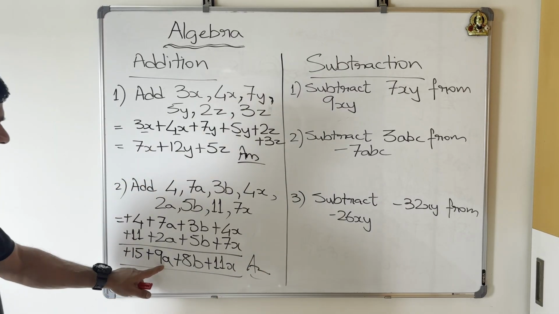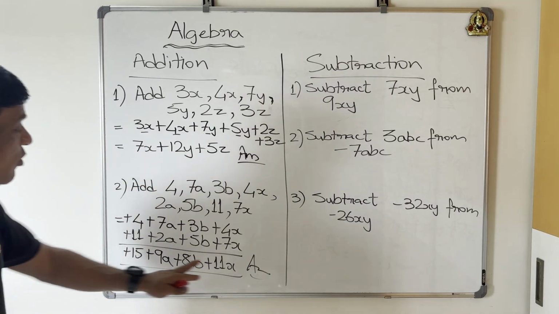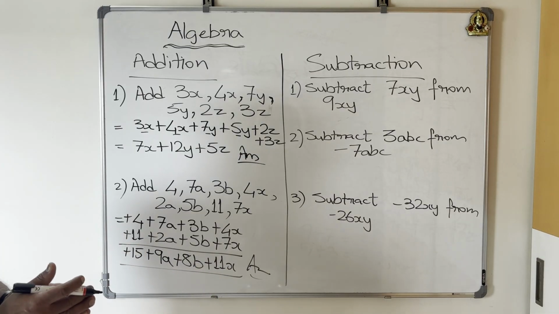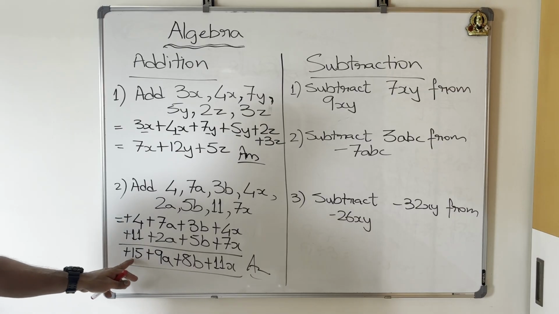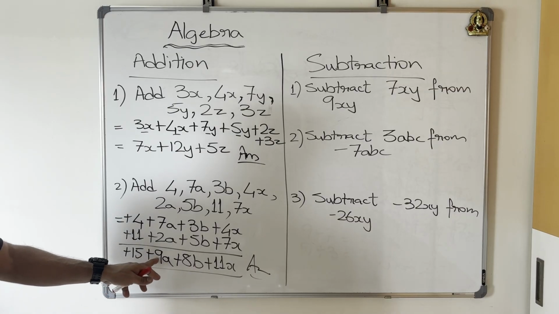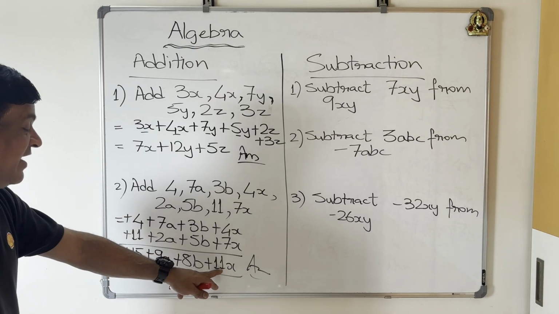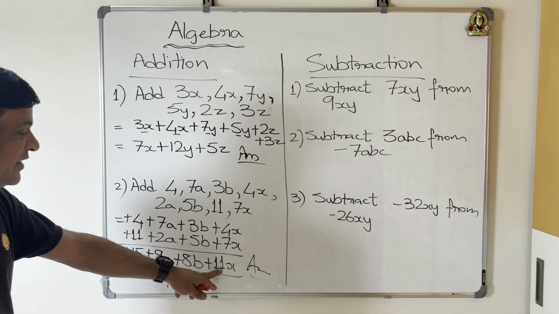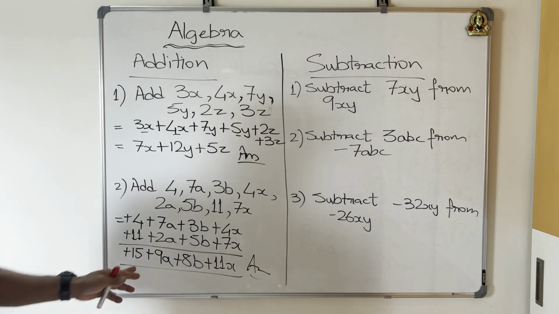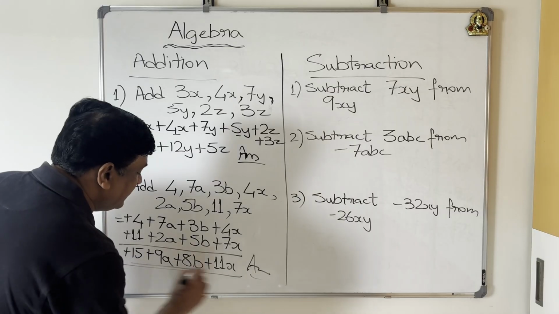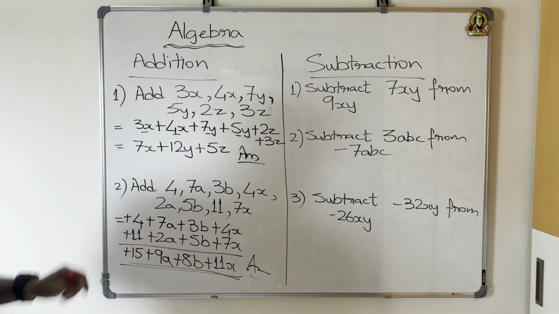Can you do anything further over here? No, you cannot add them because these are different terms. You cannot add them together. You cannot put it as 15 plus 9, like 26, 26 plus 8, 34, 34 plus 11, 45. But what are the variables you're going to use? You cannot add them. So that's why you leave the answer as is. Got it? Very simple. Okay.